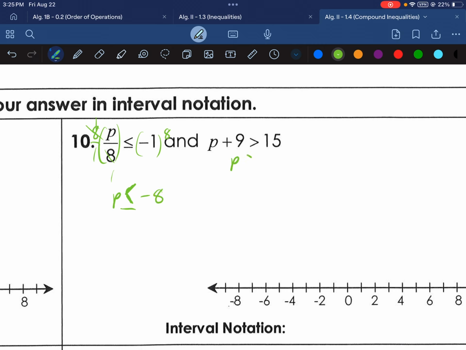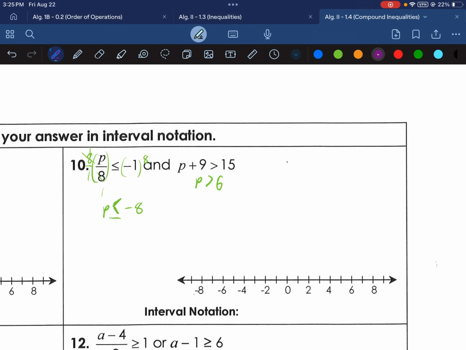On the other one, I subtract 9 from both sides, and I get p is greater than, my mind just blanked there, sorry, 6. It's a big old brain fart. So as I do a rough draft, I notice these are different directions, so it's not going to be a pick one. So it's either a normal AND, or it's a no solution AND.